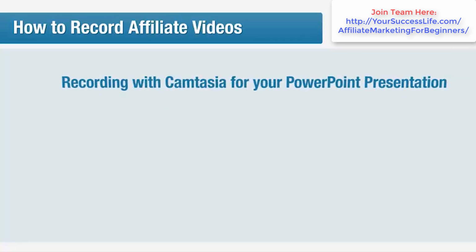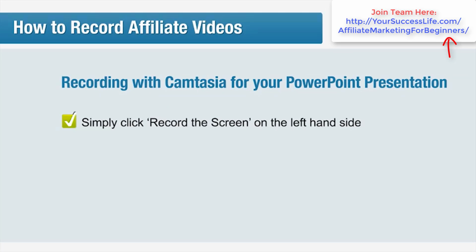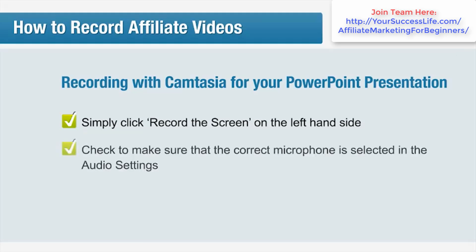To record your video in Camtasia, you simply click on a button that says record the screen on the left hand side, and then make sure that your correct microphone is selected in the audio settings, because the default might not actually be your Audio-Technica USB microphone. Even though you've plugged it in, it might be recording audio straight from, say, your laptop or from somewhere else, in which case it might not sound right, and that's because it's not actually recording from your microphone. So make sure you double check that.